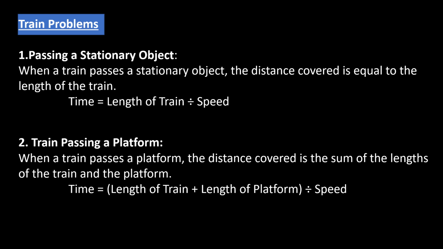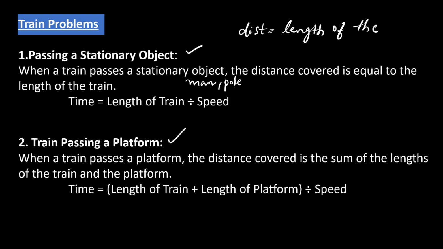Next is train problems. We'll see some train problems in the exam. There are two cases: the train is passing a stationary object, and the train is passing a platform. When a train is passing a stationary object like a man or a pole, okay, in the exam such questions will be given. A train is passing a stationary man or a pole. In this case, the distance we take is equal to the length of the train. Okay, distance is taken as the length of the train.